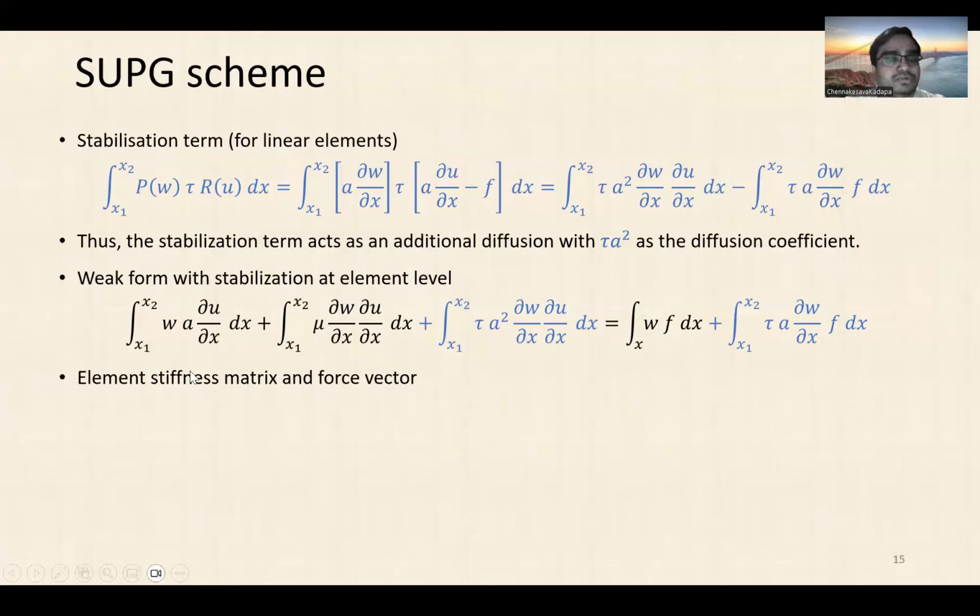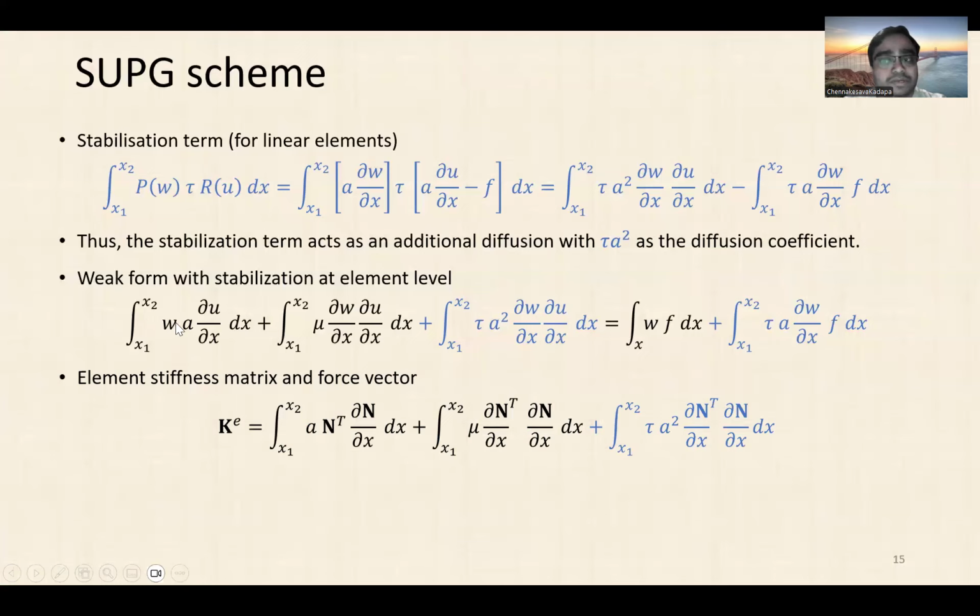Okay. Now the element stiffness matrix and force vector. Once we have the weak form, we can discretize it and then get the element stiffness matrix and force vector. So here again we substitute for W, we substitute for ∂u/∂x and so on after discretization, and this is our element stiffness matrix, which is again nothing much different. The first two terms are exactly the same as without stabilization that we have seen in the first part of this lesson, and then we have the added stabilization term. Similarly for Fe, this is the Galerkin term and this is the stabilization term.